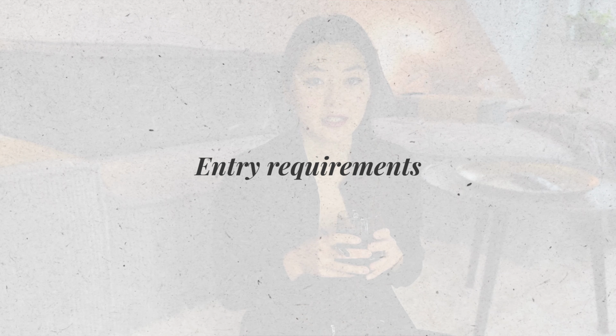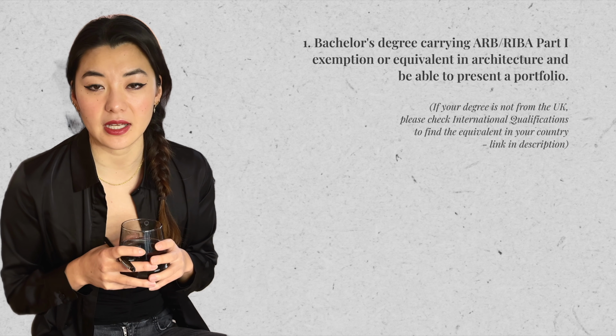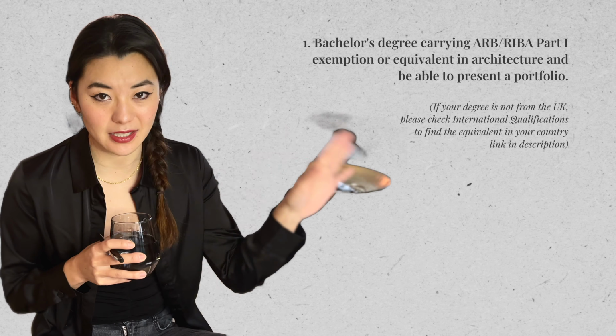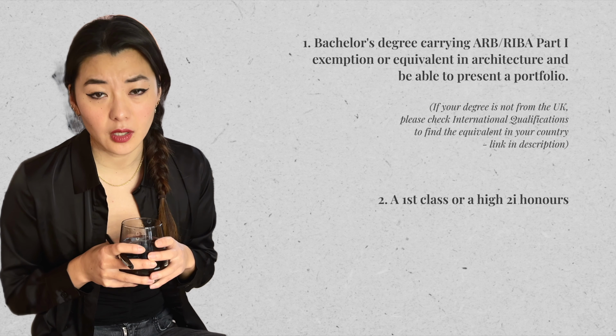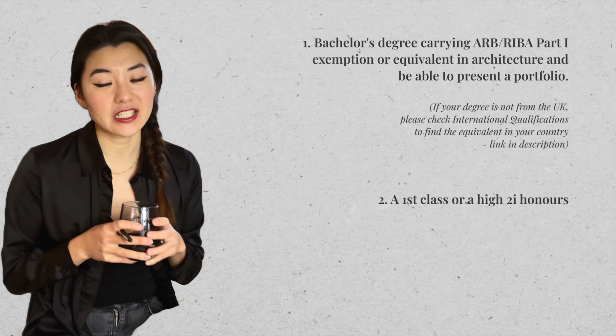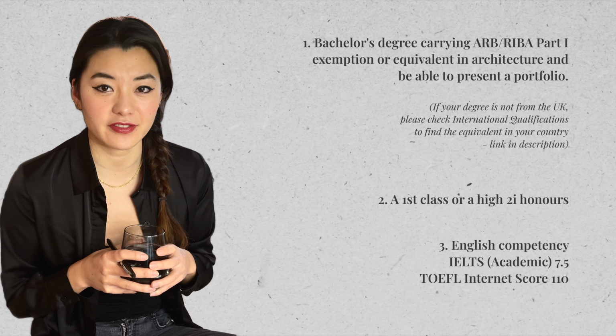So first, let's talk a little bit about their entry requirements. To apply to this master's program, you need to have already done your bachelor's degree from a UK university in architecture or something pretty similar and related to this field. You need to have secured a first class honours or a high 2-1, and you need to be able to speak, write and understand English very well.